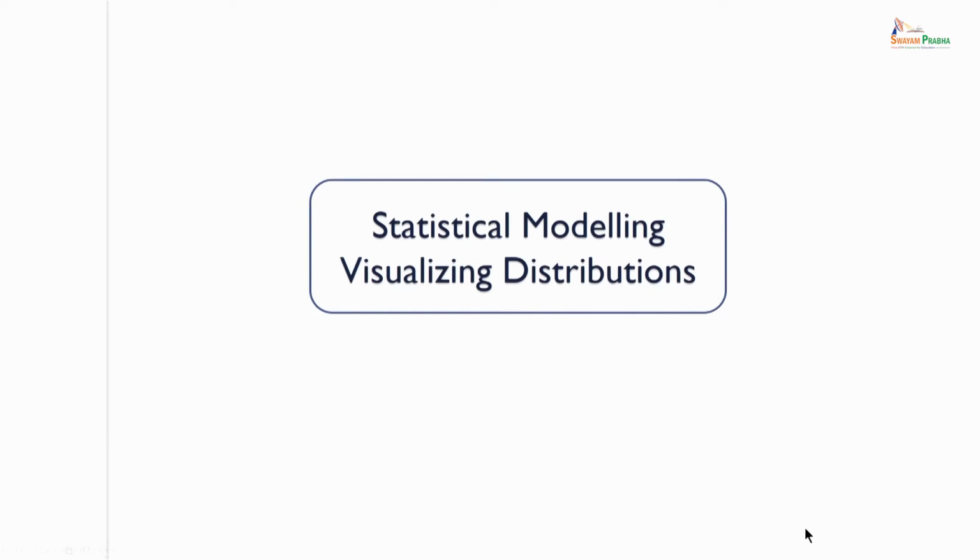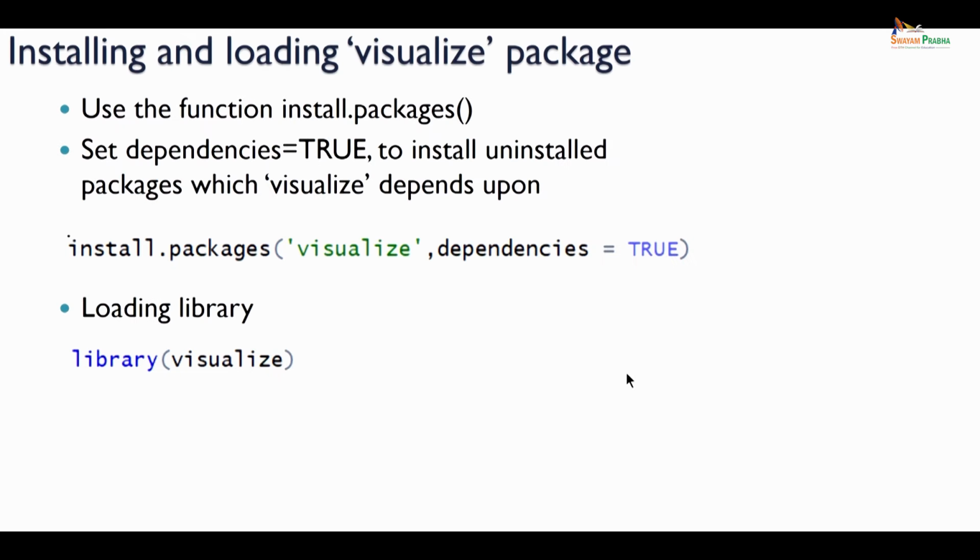Welcome to the lecture of Statistical Modeling in R. In this lecture, we are going to look at visualizing normal distributions. Normal distributions are also called Gaussian distributions. Before we proceed, we need to install the package Visualize.